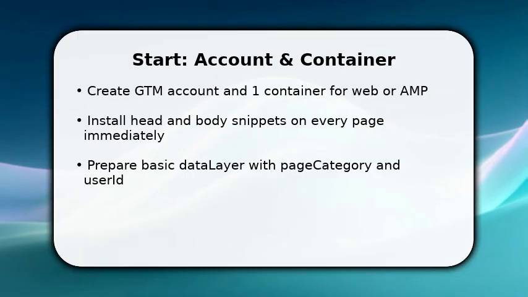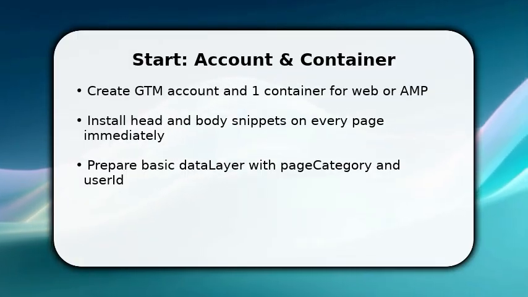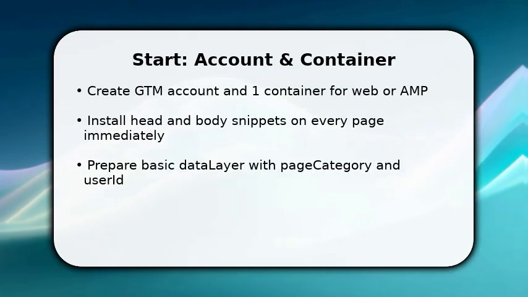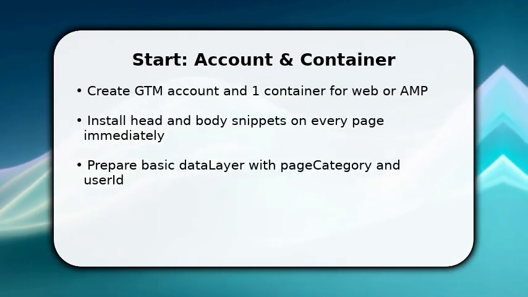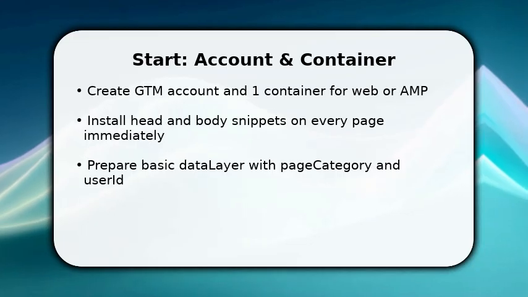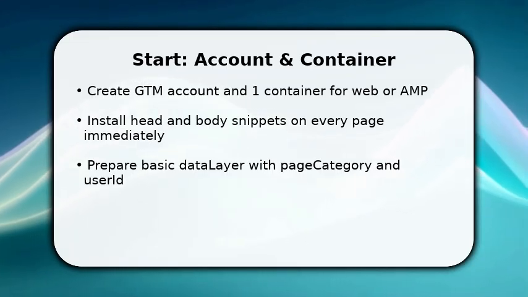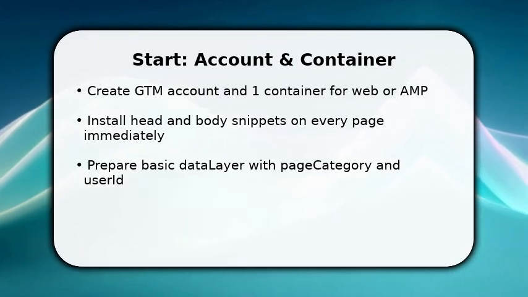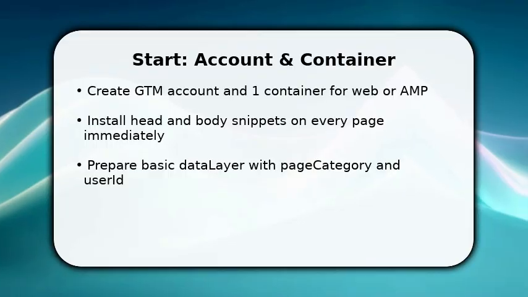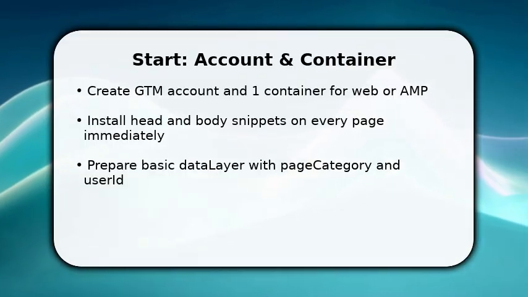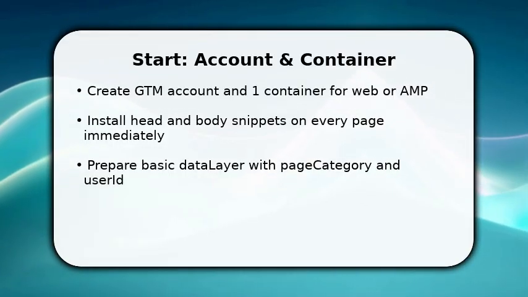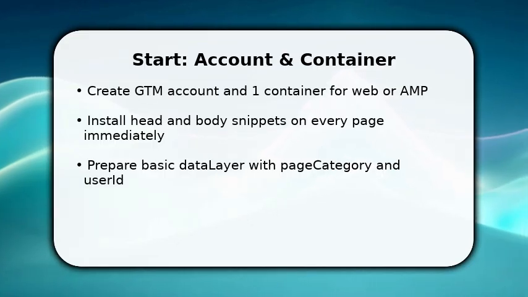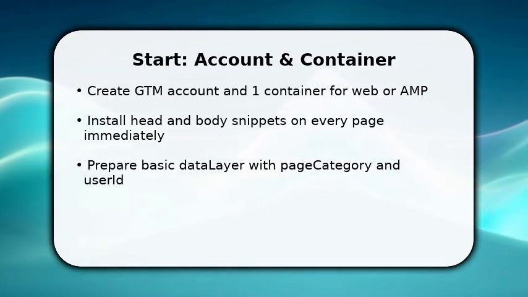You start by creating a Google Tag Manager account and a single container for your website. This centralizes tag management. Once created, copy both head and body snippets into your site template so every page loads the container. Make sure to add a basic data layer object with key values like page category and user ID before the GTM script. This lets you send structured data to tags. Once done, save and keep your container ID handy for tag configurations.